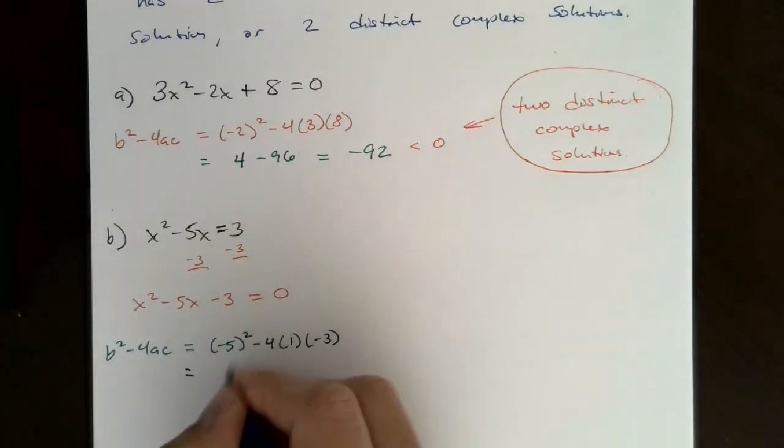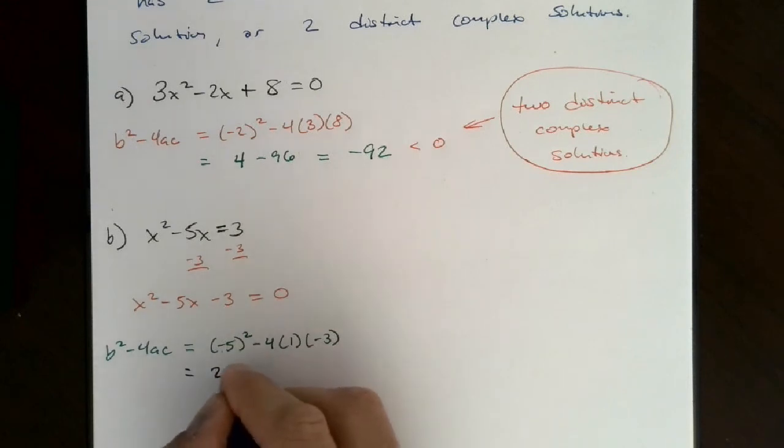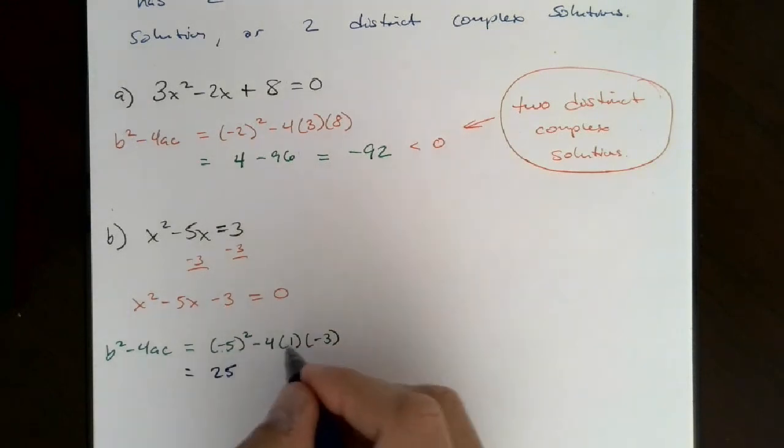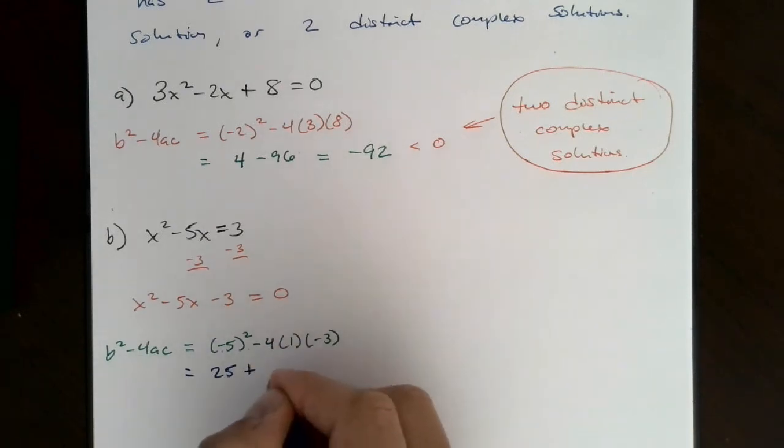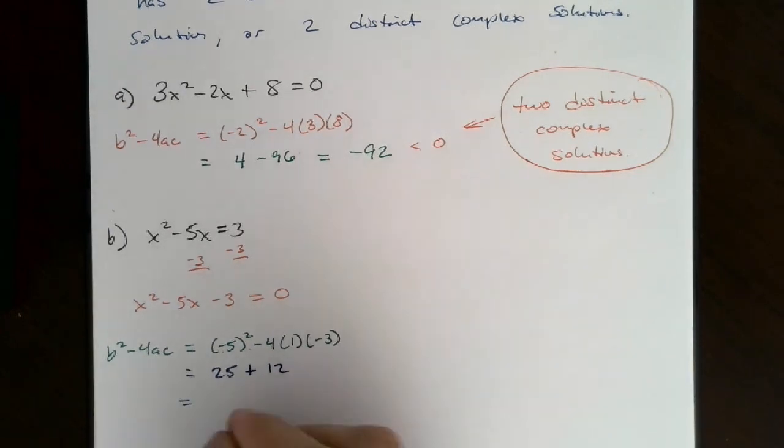This gives me negative 5 squared, and negative squared makes it positive. 5 squared is 25. Negative times a positive times a negative. Negative and negative makes it a positive. 4 times 1 times 3. It makes that 12. So we got 25 plus 12, which equals 37.